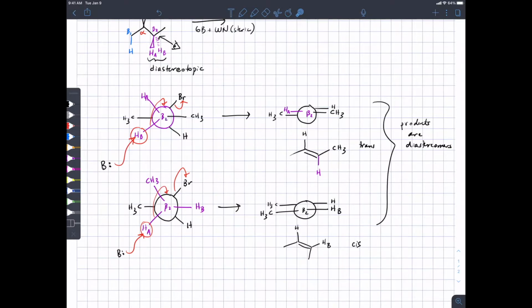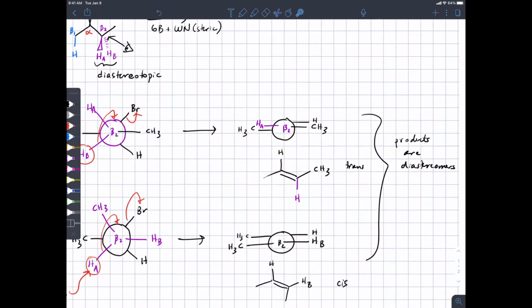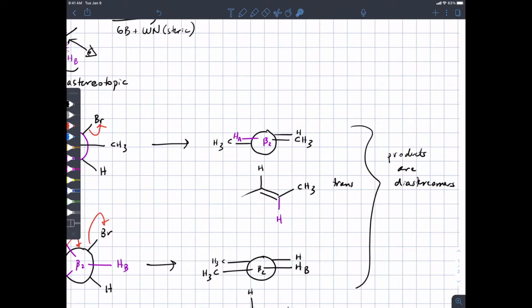I'm just confused about the second type of product from the elimination, I'm having a hard time seeing how that translates. Going from here to here? Yeah. Okay, that's fine. Maybe I drew it in a funny way, so I'll take you through how we would do this.